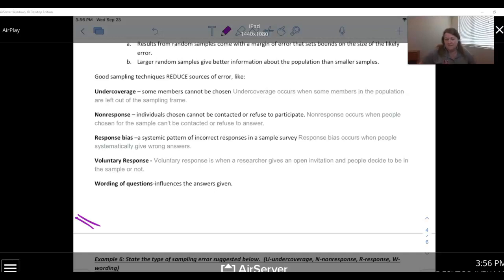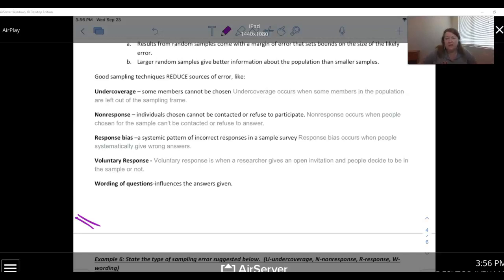Okay, non-response. Individuals chosen cannot be contacted or they refuse to answer. So the person chooses not to respond. Okay, so maybe you call them and they hang up the phone. Well, that's non-response, right? So they moved maybe, their phone number is no longer in use, they died, right? Whatever reason, they're just angry and they just don't want to participate, okay?